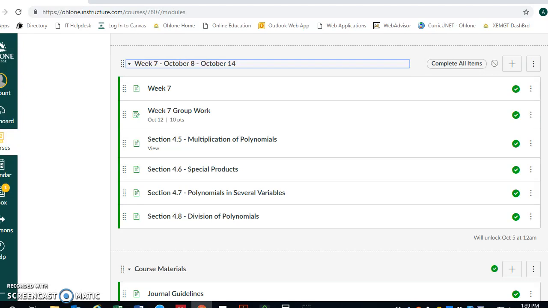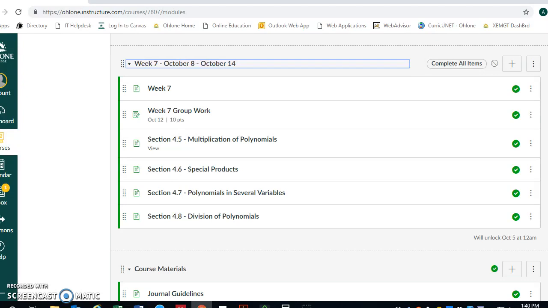As far as the special products go, it's important for you to have an understanding of where these things come from. And it's important for you to understand how FOIL works, because that will become the basis for how we factor in Chapter 5. For division of polynomials, this is probably the hardest thing that you're going to do this week. And if you leave it until Sunday at 6 o'clock, you are not going to have time to understand the concept before the homework is due.